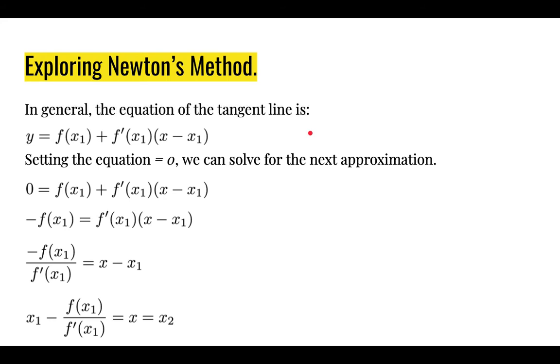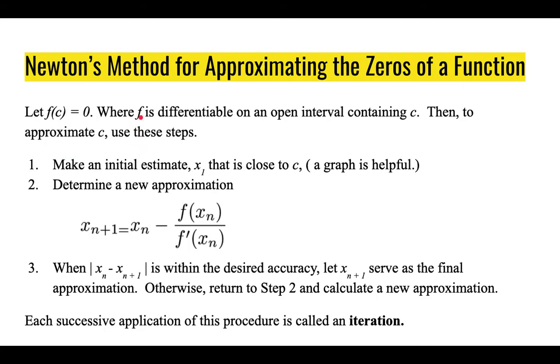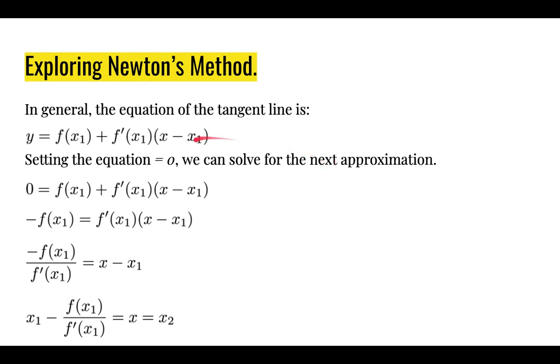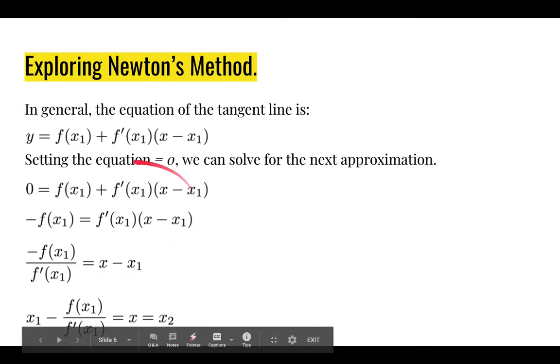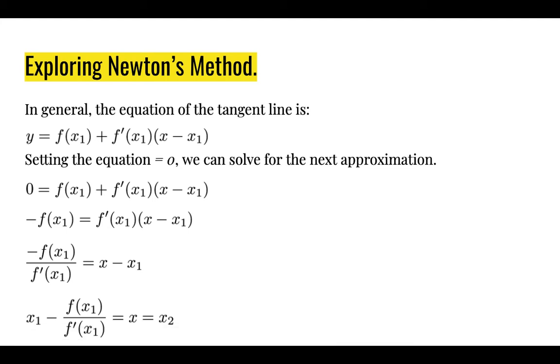Now here, I'm going to do this generally. If we just say, here's my equation, some f of x1 plus the derivative at x1 times x minus x1, set this equal to 0 and solve it. We're going to solve this equation because now this gives me a formula. I take my x value minus the function divided by the derivative at that value, and that is my new x, my x2.